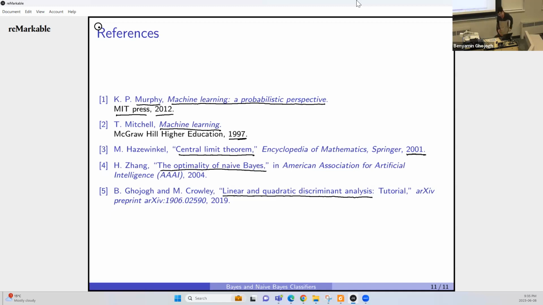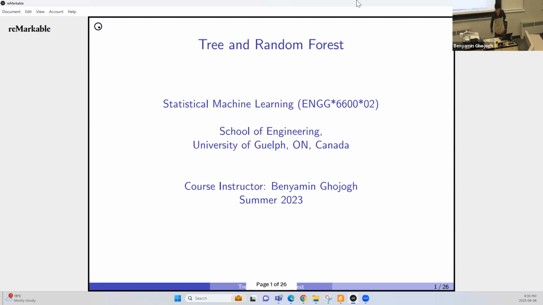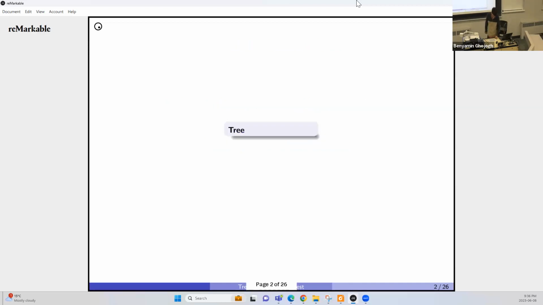Okay. Now, let me briefly talk about tree. Before tree, I wanted to talk about logistic regression. But logistic regression needs a bit of explanation, so I will defer it to the next session. But let me talk about tree and random forest. So, what is it?